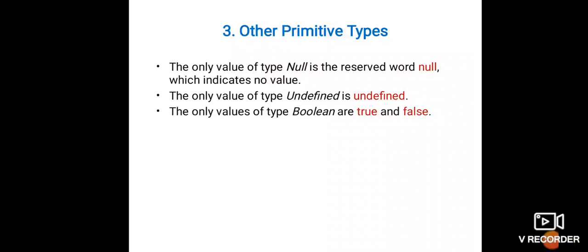Third one is Boolean. The only values of type Boolean are true and false. These values are usually computed as the result of evaluating a relational or Boolean expression. This is about primitive values.